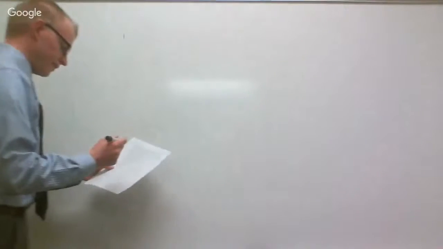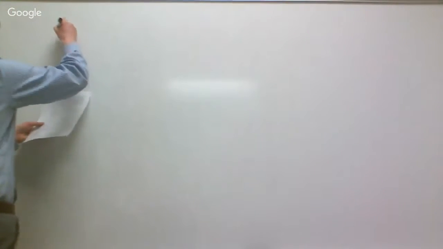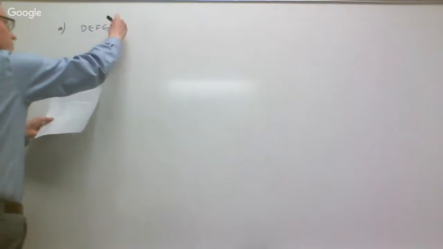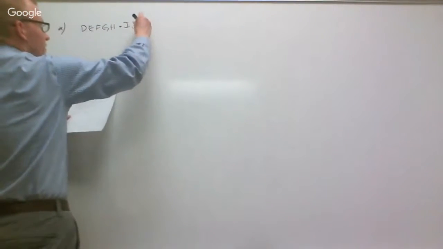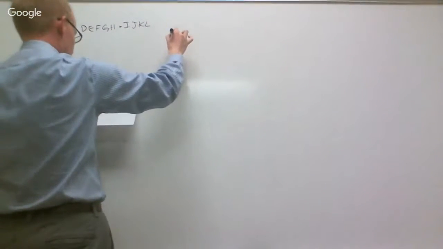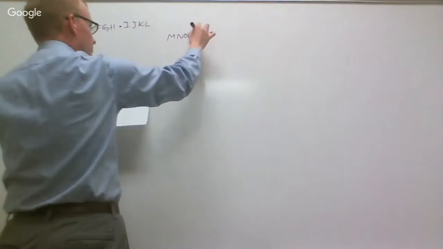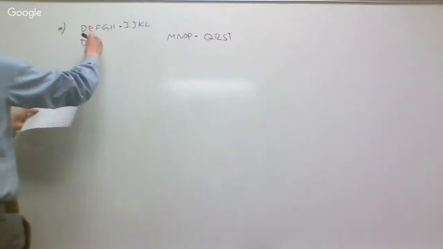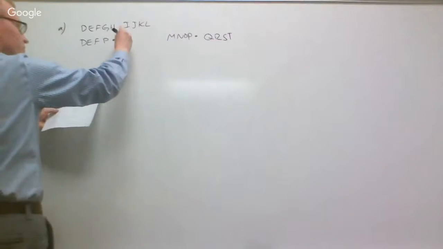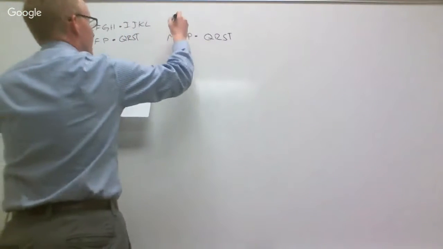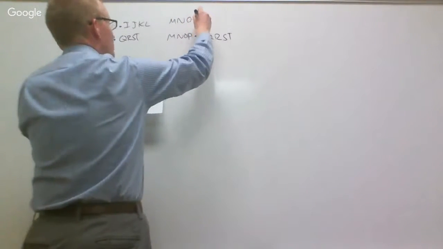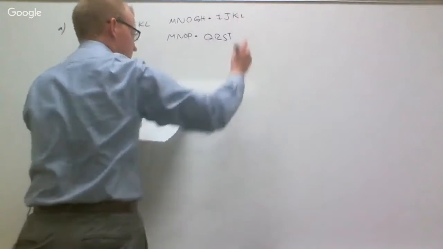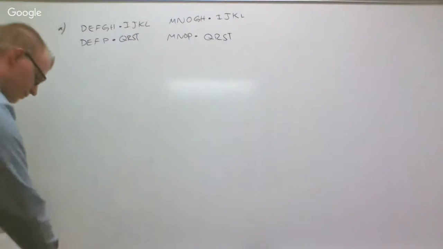I'm going to have to write these guys up here real fast. D, E, F, G, H with the centromere, I, J, K, L. And then N, O, P, centromere, Q, R, S, T. So D, E, F, P, centromere, Q, R, S, T. And then N, O, G, H, centromere, I, J, K, L. So let me just label these for you real quick.